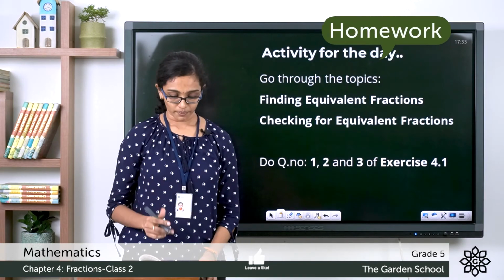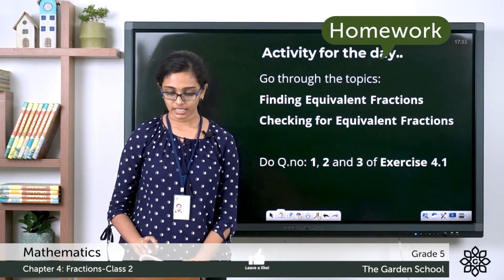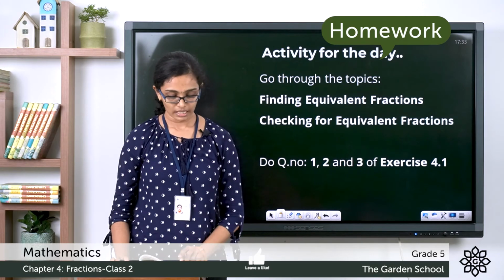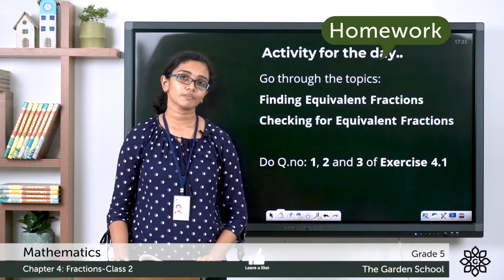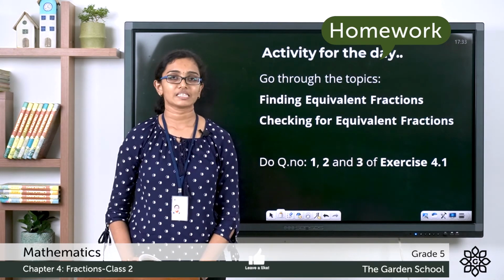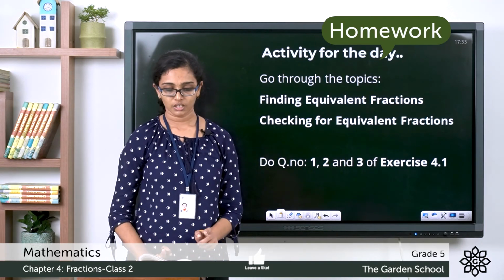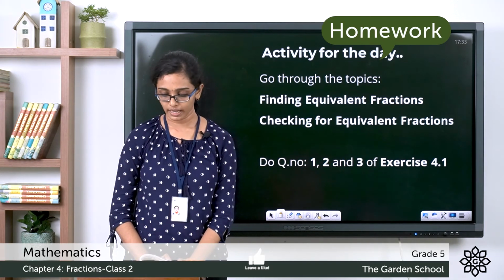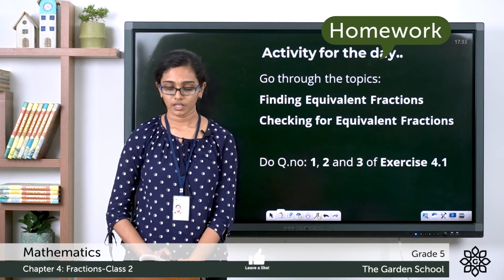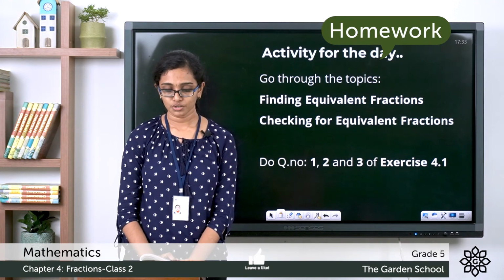You have to go through the topic finding equivalent fractions and checking for equivalent fractions in your textbook, that is on page numbers 56 and 57. Once you are done with that, you have to move on to exercise 4.1, which is on page number 59. You have to do question numbers 1, 2 and 3 from your textbook.